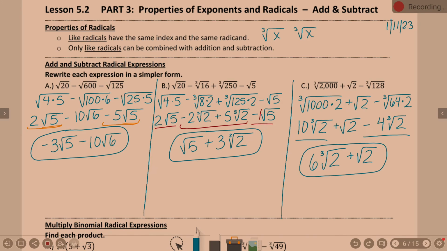Now, when you start looking at the bottom part, notice I'm throwing in the word multiply, aren't I? It's the product of binomial radical expressions. Here's the deal, though. You'll notice in this multiplication, there's still addition and subtraction, which is why it is falling under today's lesson. We couldn't have multiplied these yesterday because we didn't know how to add and subtract yet officially. So that's why I'm putting them here.